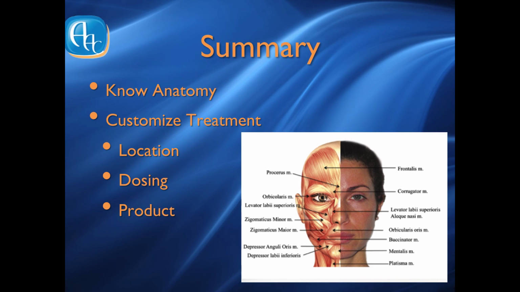So just again, in summary, know your anatomy, customize the treatment based on the strength of the muscle. You want to customize it based on the locations. Make sure you've got the dosing and the products, and make sure you're clear on what you want to do. And it's easy enough to just take another moment and recheck the syringe and recheck the dosing, and you'll be fine. Okay, so I've got that one done.